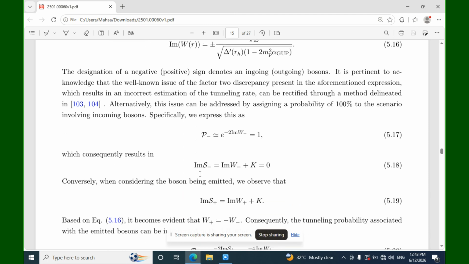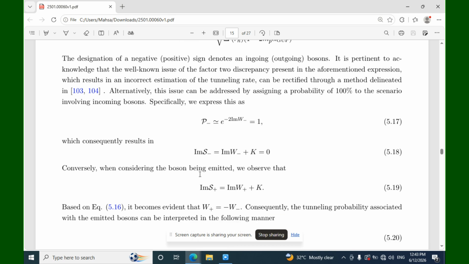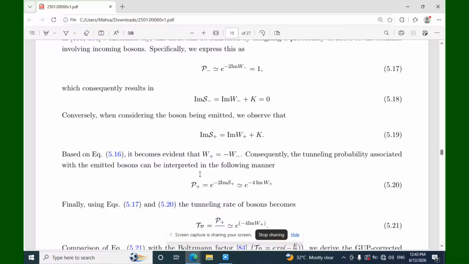P negative is almost equal to e to the power of minus 2 ImS minus, which is equal to 1. We consequently result in ImS minus is equal to ImW minus plus ImK, which is equal to 0. Conversely, considering the bosons being emitted, we observe that ImS plus is equal to ImW plus ImK.